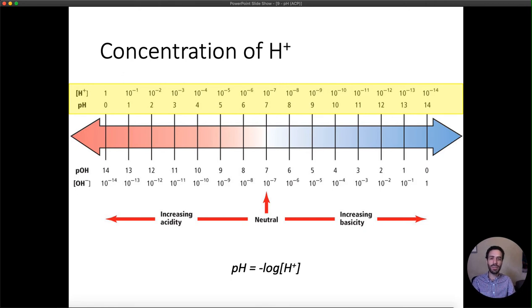The pH is equal to the negative logarithm of H+. We don't need to worry about exactly what that means, but let's look at the yellow bar to see what we do need to know. As the pH goes from 0 to 1 to 2 to 3, the concentration of hydrogen ions changes by a factor of 10. It goes from 10 to the minus 1 to 10 to the minus 2 to 10 to the minus 3 to 10 to the minus 4, so each step is changing by a factor of 10.